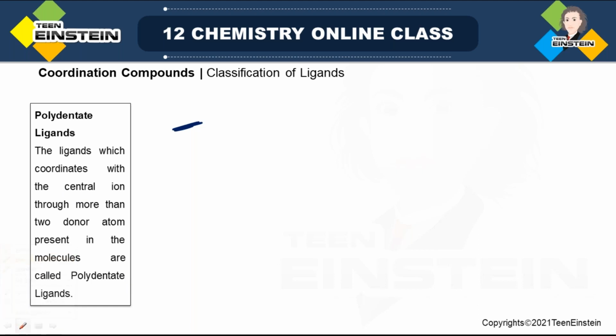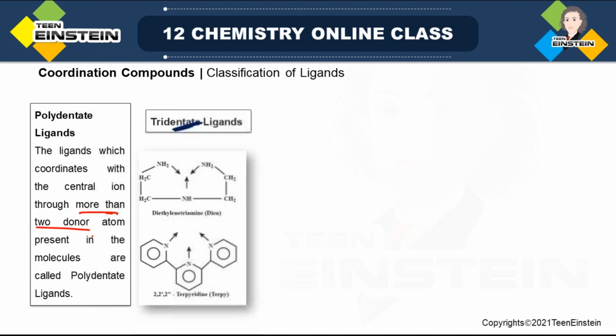If it is one atom, it is monodentate. If it is two atoms, it is bidentate. But when it crosses the limit of two, that is, more than two donor atoms are present in the ligand, then they will be called polydentate. It may be tridentate, tetradentate, etc. So here we will see the examples.